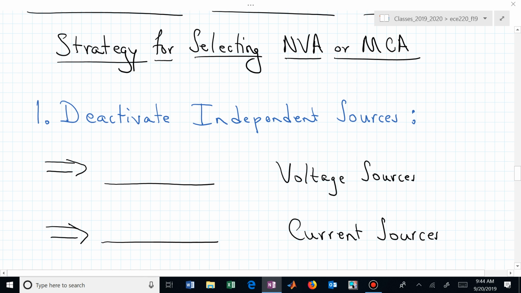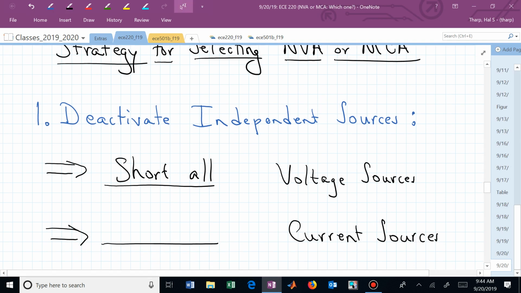You're basically shorting that voltage source. You're replacing that voltage source with a wire. That will give you 0 voltage dropped across those two terminals of that independent voltage source. If we're deactivating a voltage source, we are shorting all voltage sources, or you're really just replacing all of your voltage sources with a wire. That's what you're doing. You're shorting it out. You're shorting across those two terminals.